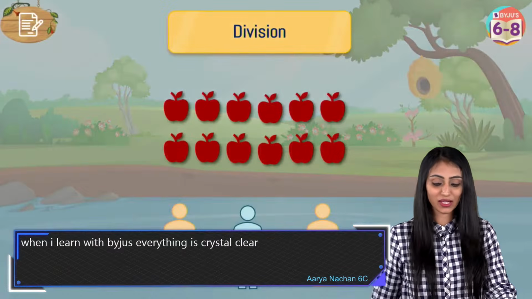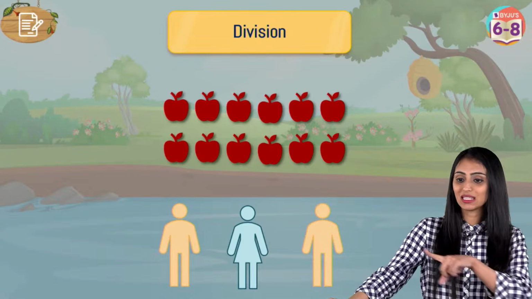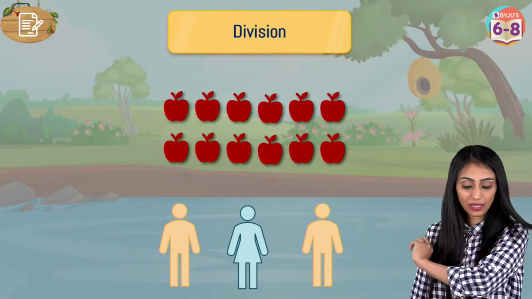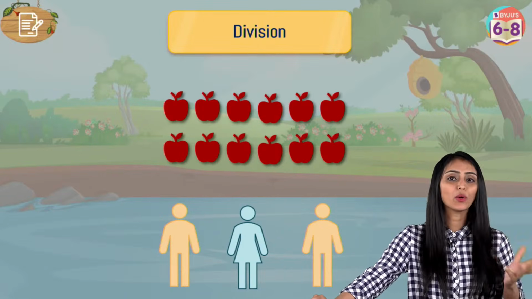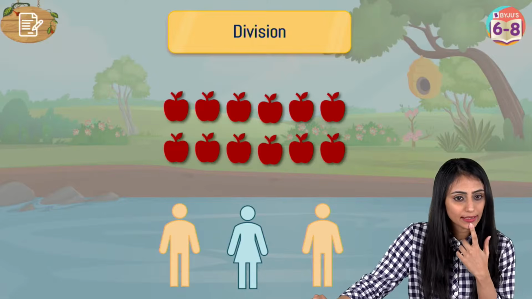Thank you, Arya. So let's take an example. Here you can see we have 12 apples, right? Now we need to divide them among 3 people. So how are we going to do it?